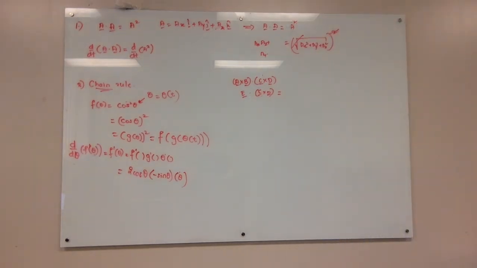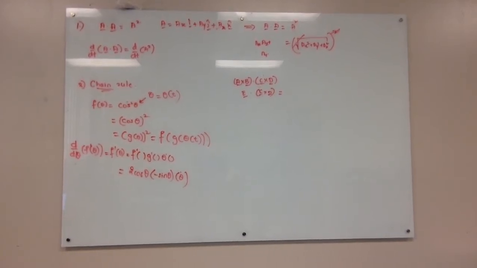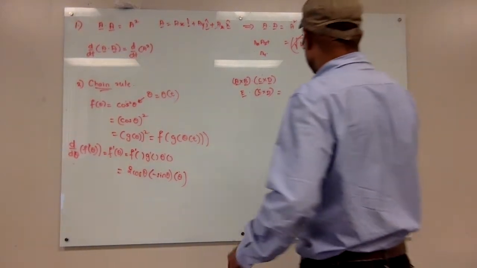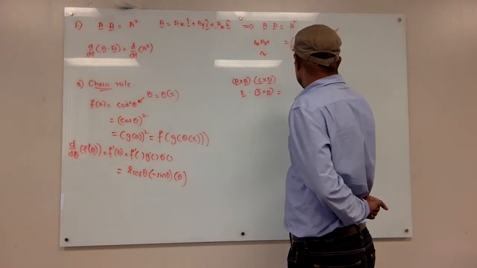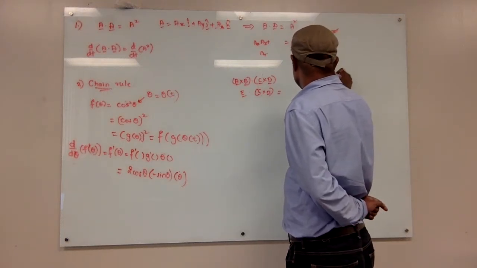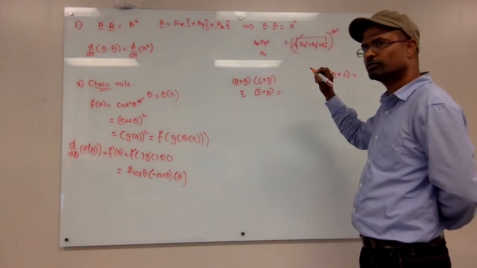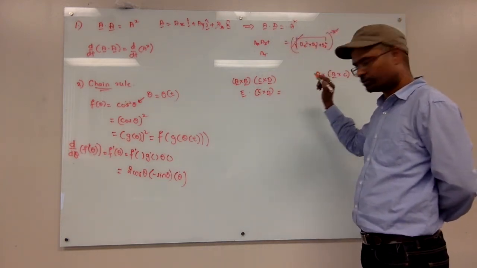You remember the vector triple product identity? Back minus cab rule. Do the back minus cab rule. That is the other vector identity. So you remember A cross B cross C. What is this equal to? B(A dot C) minus C(A dot B).